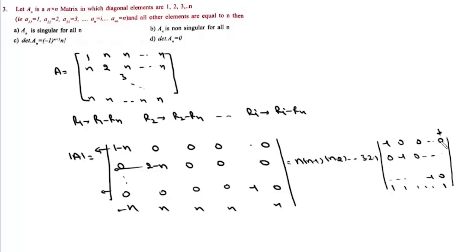Now if we expand about this column, then its product will be minus 1, minus 1, minus 1, n minus 1 times. So the value of determinant of A will be simply minus 1 to the power n minus 1 into factorial n. Now minus 1 to the power n minus 1 is the same as minus 1 to the power n plus 1. So we can also write this as minus 1 to the power n plus 1 into factorial n, which means this option C is correct and this matrix A is non-singular for all n. So correct options are B and C.